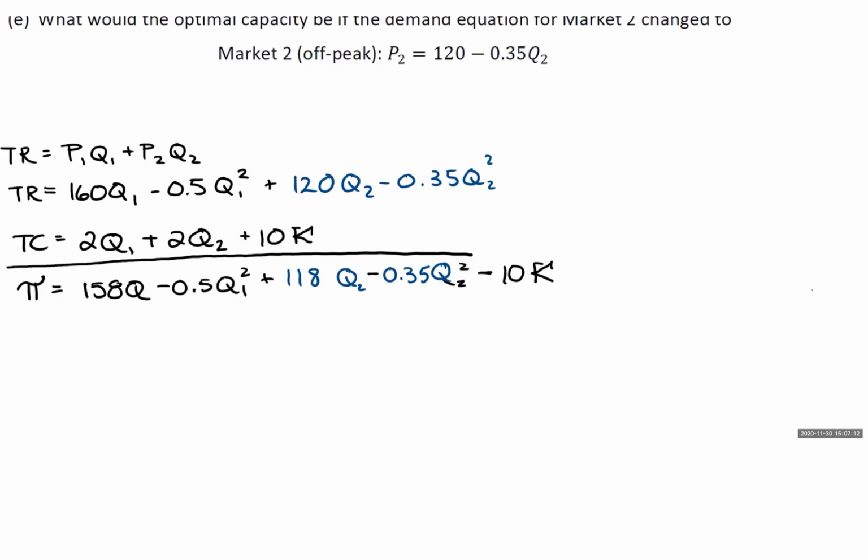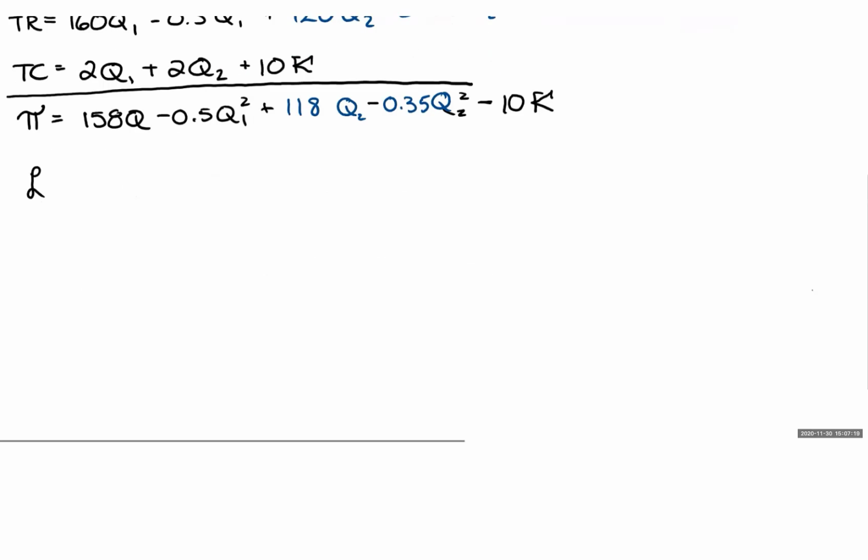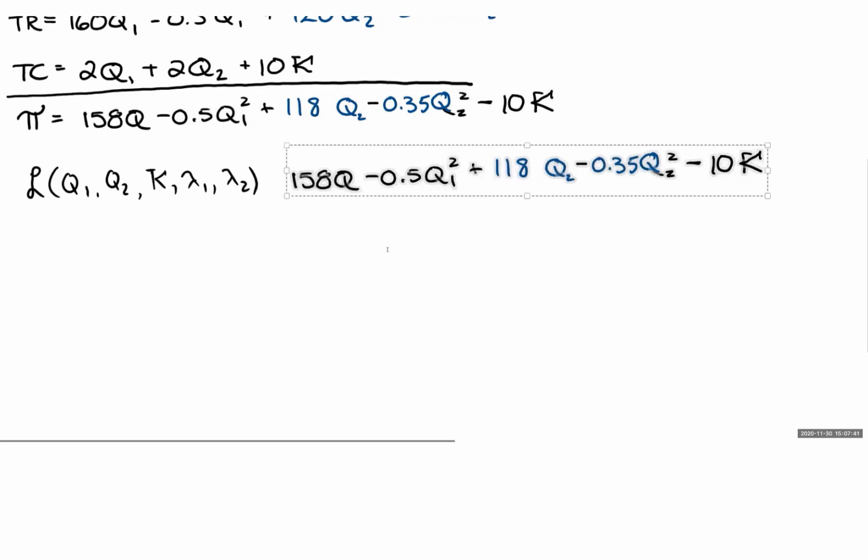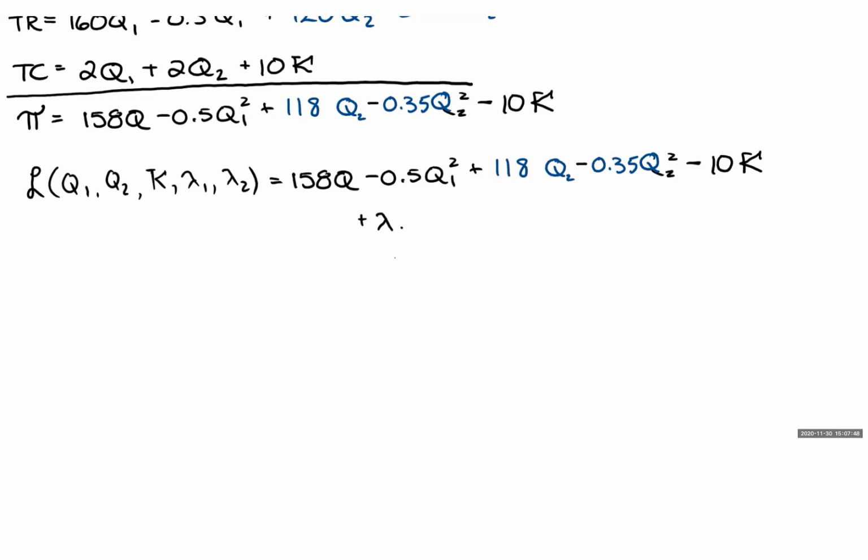Okay, now trying to optimize this function, I'm going to set up my Lagrange equation. It's a function of Q1, Q2, kappa, because this is a capacity problem, lambda 1, and lambda 2. It's going to be equal to my profit equation, and then I add on lambda 1 times my constraint 1, which is still going to be the same, kappa minus Q1, plus lambda 2 times, still the same, kappa minus Q2. The constraints don't change. It's only the profit equation that's changed.